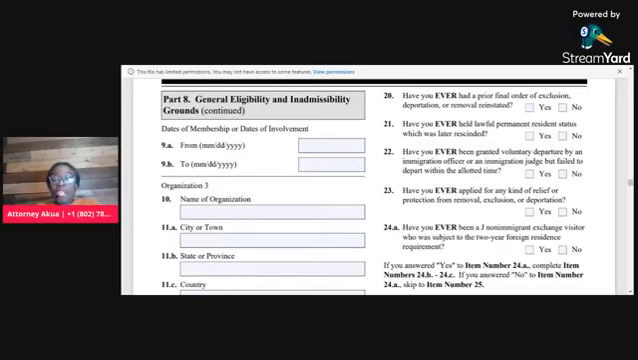Okay, so right here. These are really legal questions, so you need to make sure you understand the substance of the question. The first one is, have you ever had a prior final order of exclusion, deportation, or removal reinstated? If you've had a prior final order that has been reinstated, you need to answer yes. Normally, most people would say no because it doesn't apply to them. But if you're asked, what does this mean? You need to be able to understand and explain.